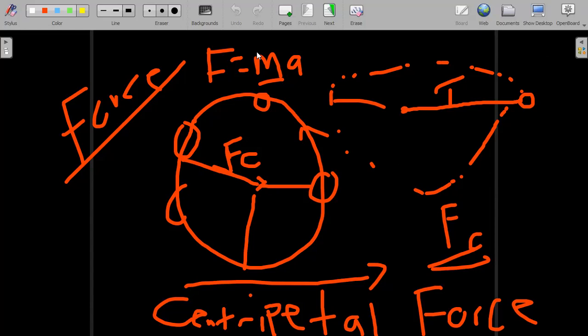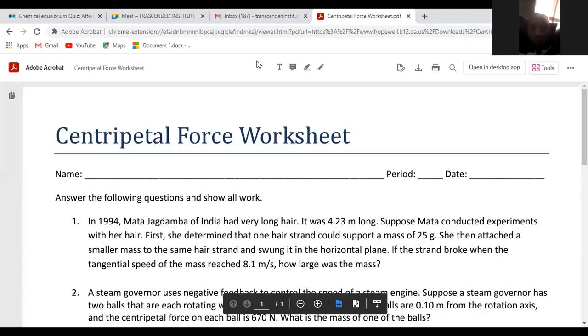So now let's try to look at the worksheet. The question is a little tough, but we're just going to use the same concept.